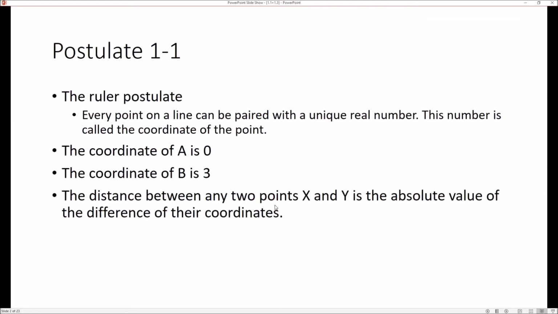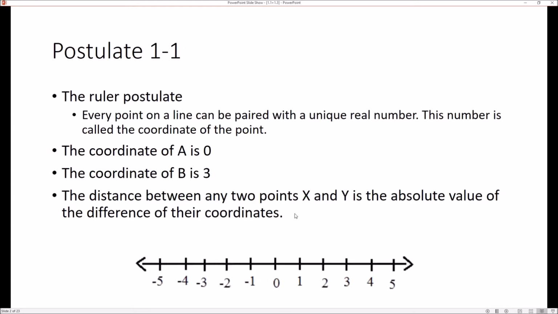Alright, so we're going to start with our first postulate. This is the ruler postulate, and it says every point on a line can be paired with a unique real number. This number is called the coordinate of the point. We've done this before. So this is a real number line. And when we've typically done it, we've done it in a real number line by a real number line.